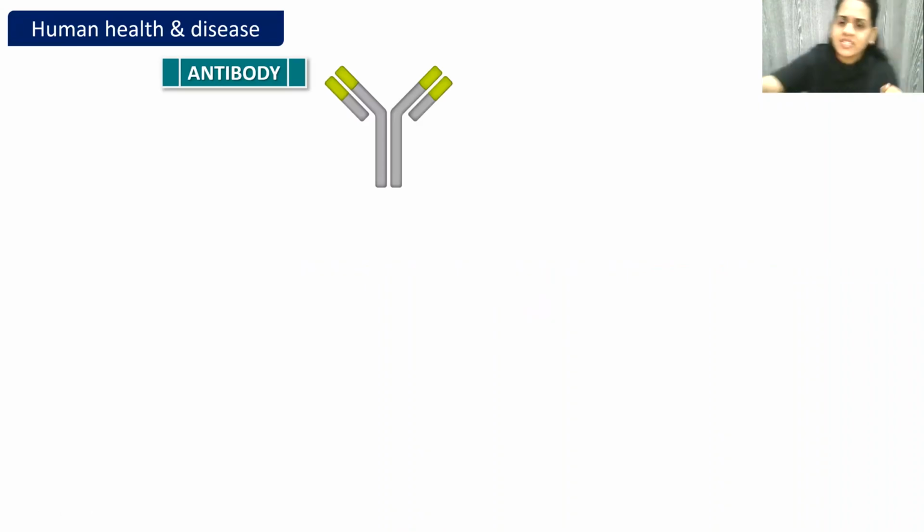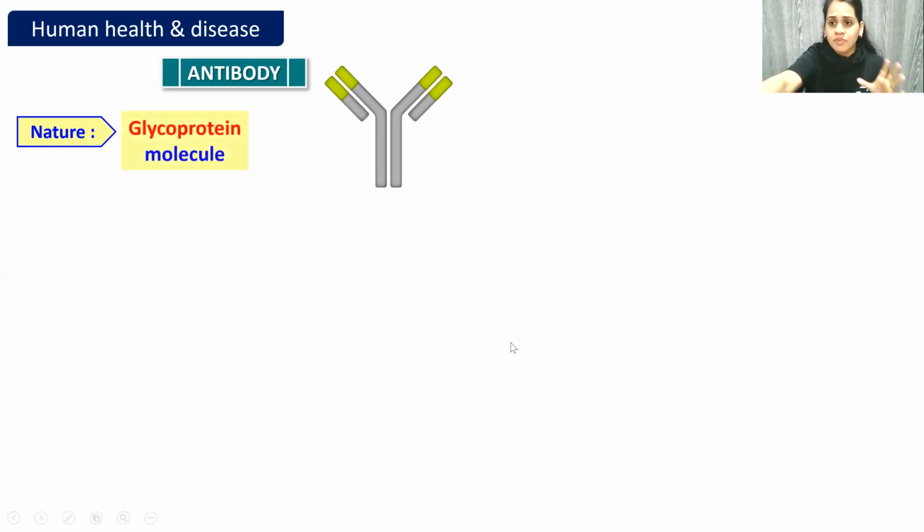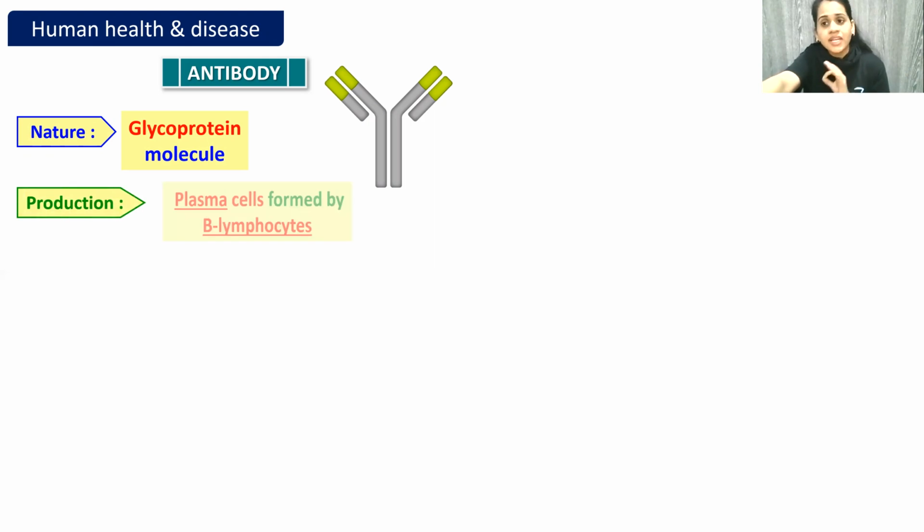So you must have seen this structure before also in one of the videos, right? So this is how an antibody looks. Can you tell me which shape it is? Yes, obviously it is a Y-shaped structure, correct? And the nature of antibody is that it is glycoprotein in nature.